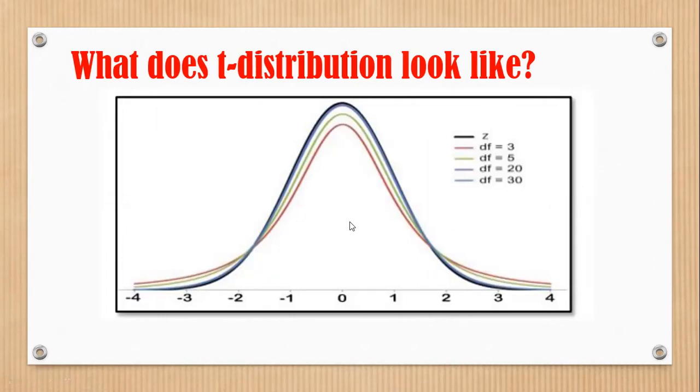Looking at the curve with the color red, if the degrees of freedom is equal to 3 or less, then you have this bell shape. If the degrees of freedom is 5, then you have the green bell shape. If it is 20, then you have the violet, and then the blue for degrees of freedom of 30 and more.